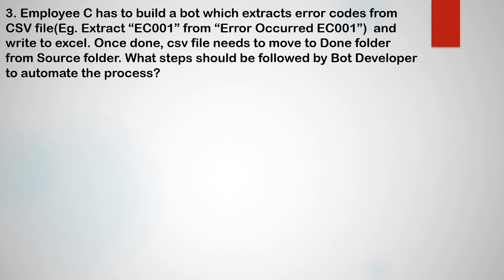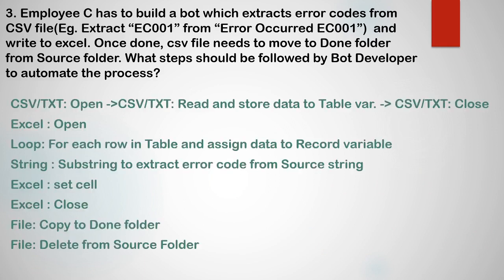So if I analyze the steps required to automate this process, first of all, I'm going to open the CSV file, read and store the data to a table variable and close the CSV file. Now you should remember that the read action from the CSV text package stores the result to a table variable and not to any other variable type.